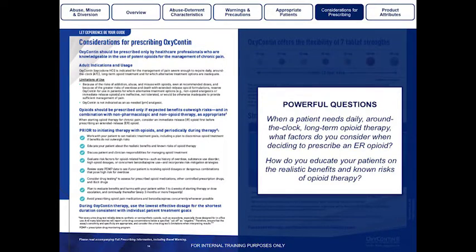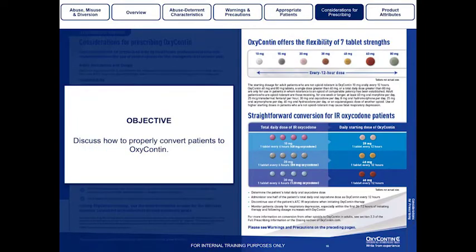You may want to ask these powerful questions. When a patient needs daily around-the-clock long-term opioid therapy, what factors do you consider when deciding to prescribe an ER opioid? And how do you educate your patients on the realistic benefits and known risks of opioid therapy? On the right side of the spread is important information on how to properly convert patients currently on IR oxycodone to OxyContin. Page 15 is also new to the CVA, but consistent with the OxyContin conversion and titration guide.